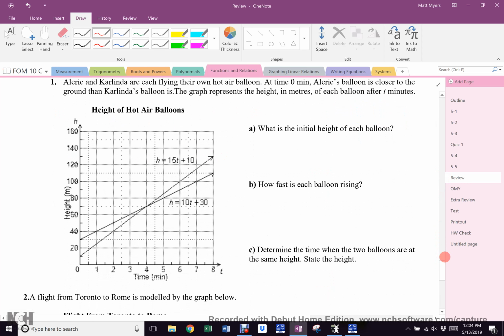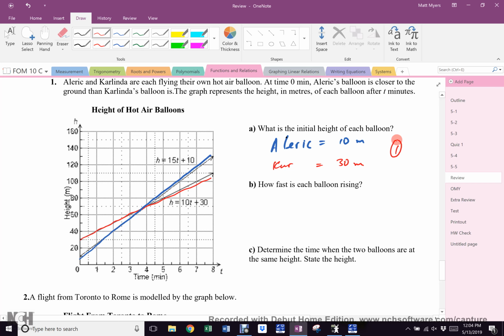All right. What is the height of each balloon? How far off the ground is my man Alaric? Alaric is closer to the ground than Carlinda, so I'm going to use some color here. There's the red line and the blue line. Who is Alaric, red or blue? Right, Alaric. And how far is he off the ground? 10 meters. And the red line is Carlinda. How far is she off the ground? 30 meters. 1 mark. Half mark if you only got one of them.